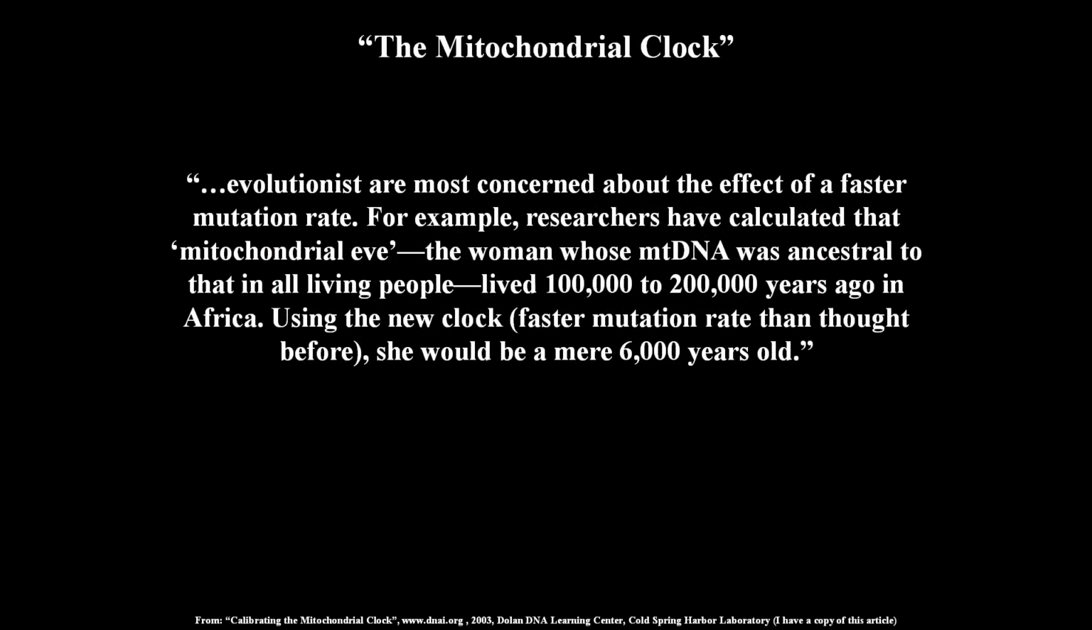The mitochondrial clock. Evolutionists are most concerned about the effects of a faster mutation rate. For example, researchers have calculated that mitochondrial Eve, the woman whose mitochondrial DNA was ancestral to that in all living people, lived 100,000 to 200,000 years ago in Africa. Using the new clock, with a faster mutation rate than thought before, she would be a mere 6,000 years old.